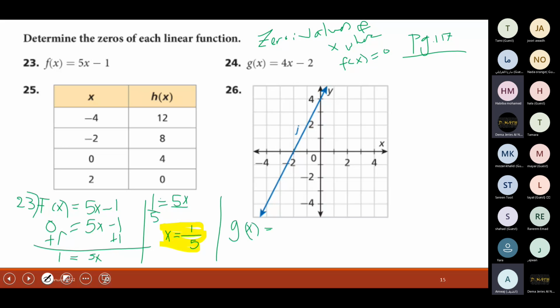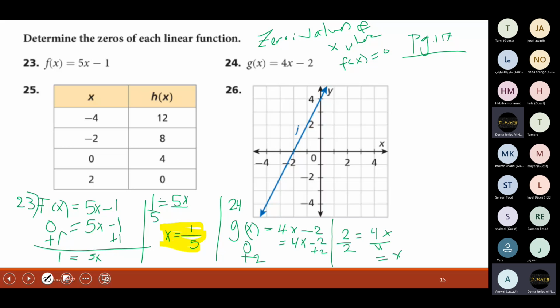G of x is 0. Because the value of x where g of x is 0, then 0 equals 4x minus 2. Bravo. We will do plus 2 to both sides. So 2 equals 4x, divided by 4, divided by 4. So x is 2 over 4, or half.